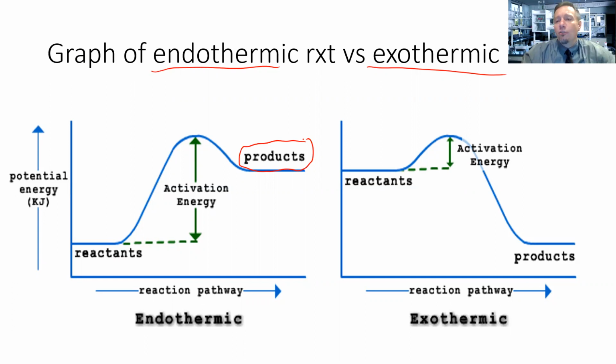So hopefully this jogs your memory. When you look at these two graphs, you might have to identify which graph is an exothermic reaction, and you would have to pick this one, obviously. Even if it doesn't list it, the products are in a lower state of potential energy than the reactants. And ladies and gentlemen, that is it for this particular section.